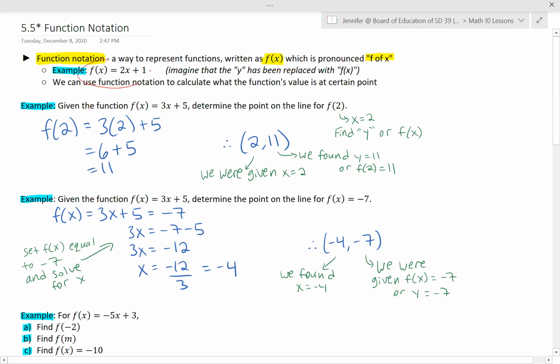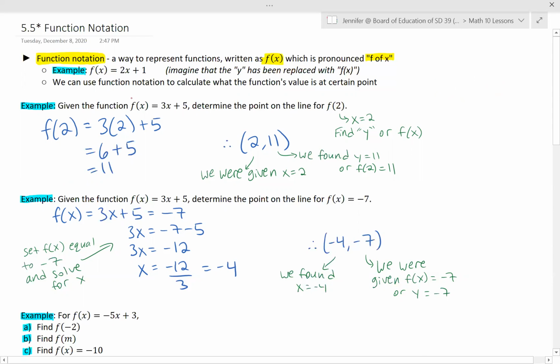So for example, here we have f of x equals 2x plus 1. This is very similar to our linear equations we've seen before that might look like this. Essentially, we've just replaced y with f of x. And it's meaning the same thing, but f of x is easier to work with. This function notation is easier to work with because we can easily calculate what the function's value is at a certain point. And we're kind of treating it like inputs and outputs.